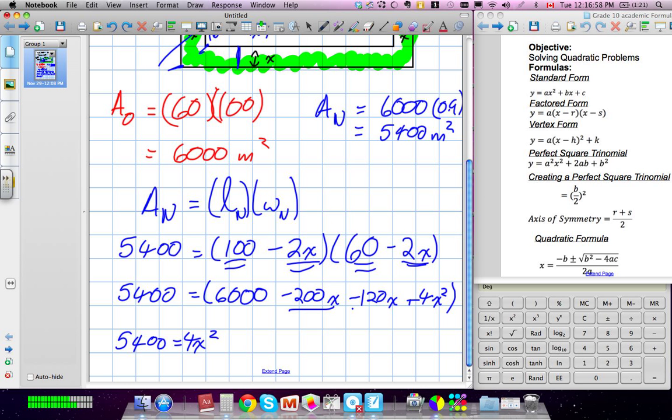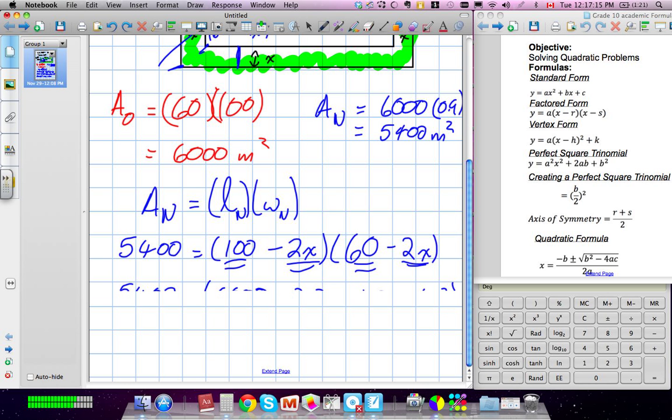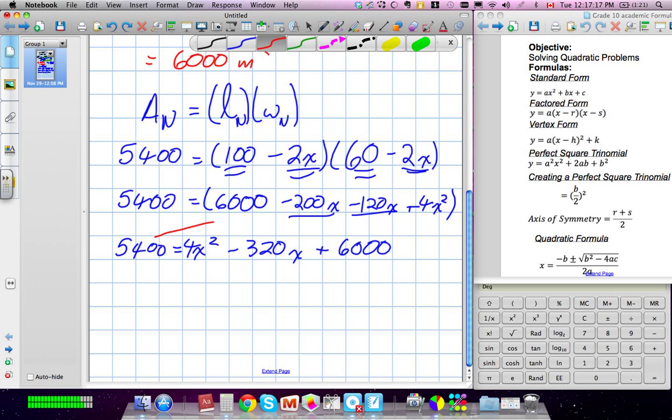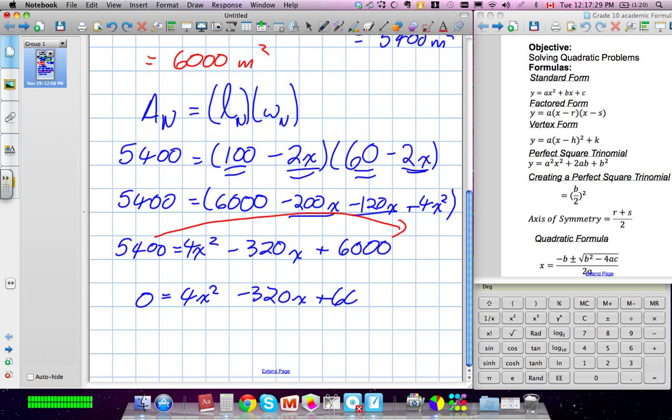Negative 320x plus 6,000. Now, in order to use our quadratic formula or to be in standard form, what does it have to be set equal to? 0. So I need to move 5,400 to the other side, which means our equation will now read 0 is equal to 4x squared minus 320x plus 6,000 minus 5,400, which in the end gives us 0 is equal to 4x squared minus 320x plus 600.